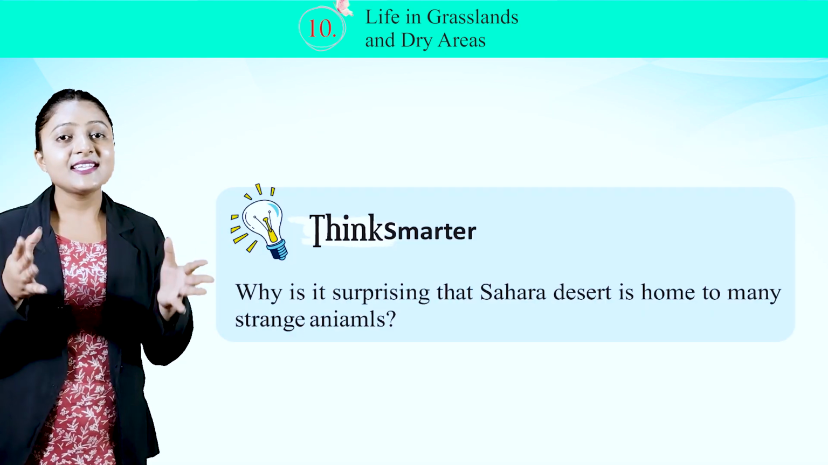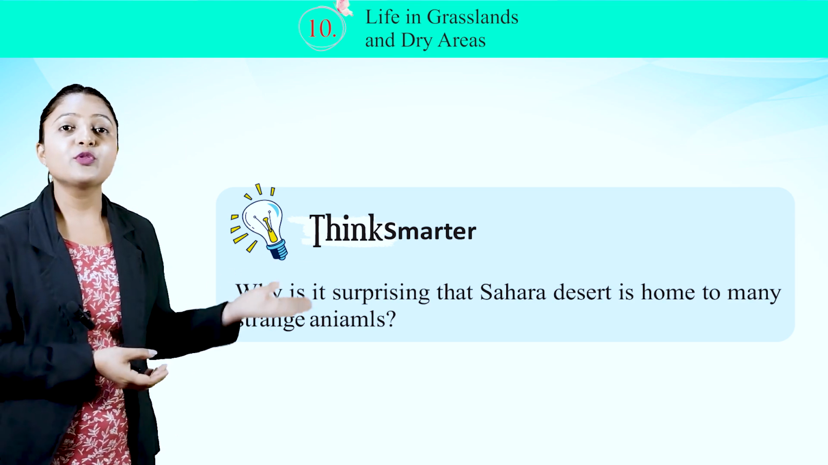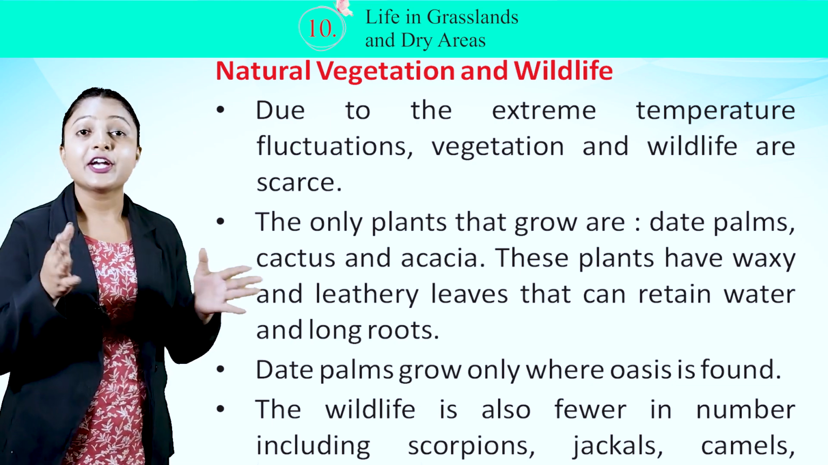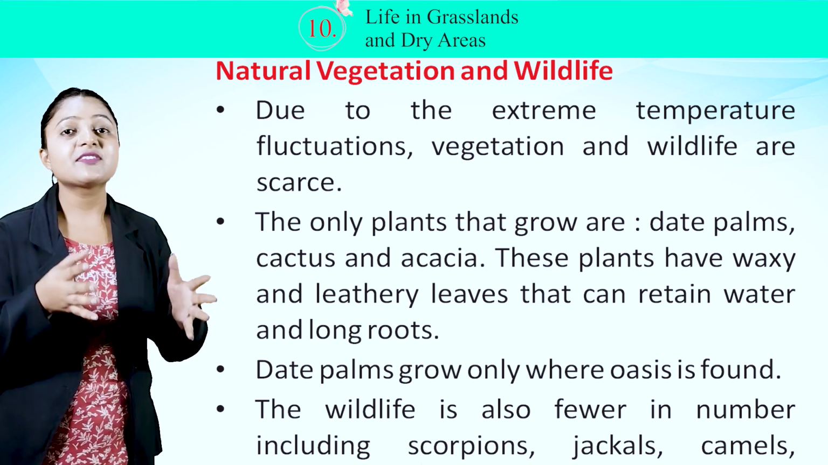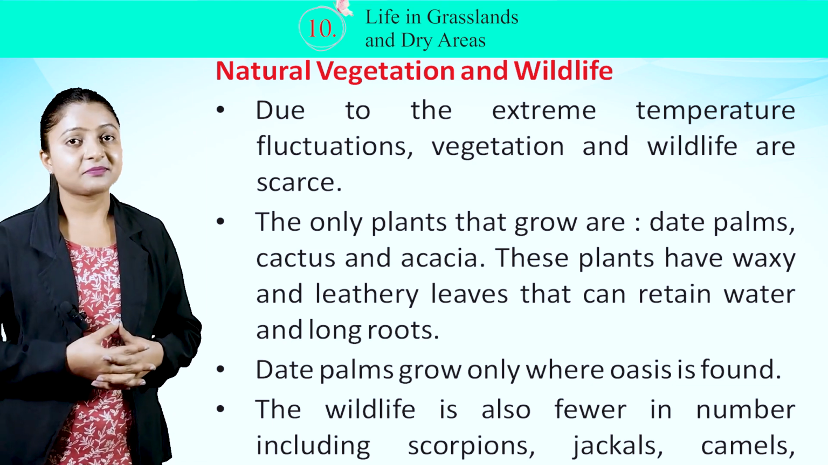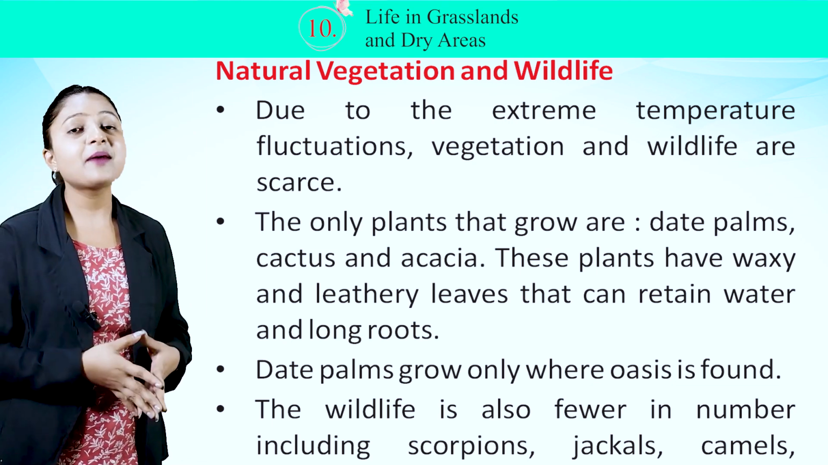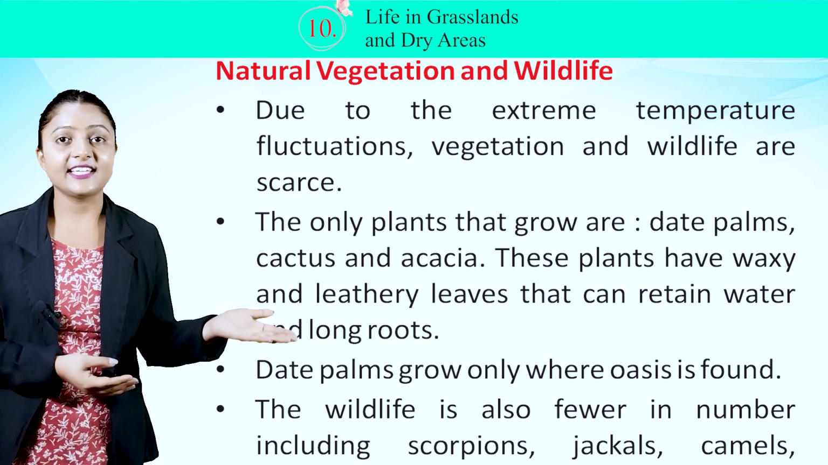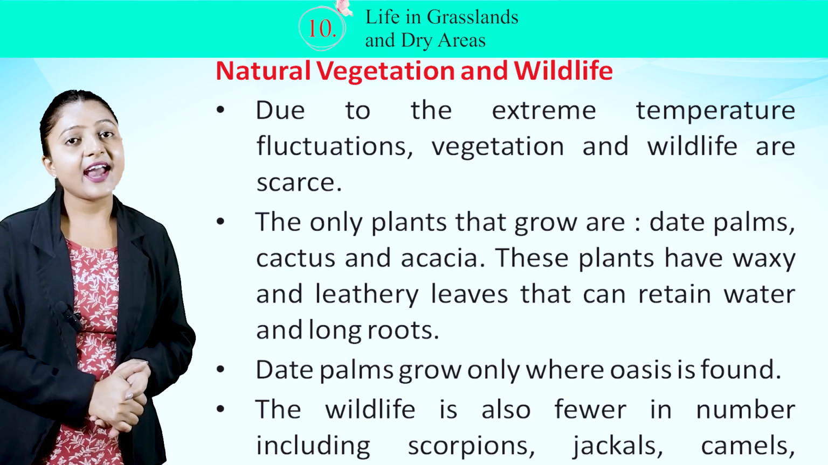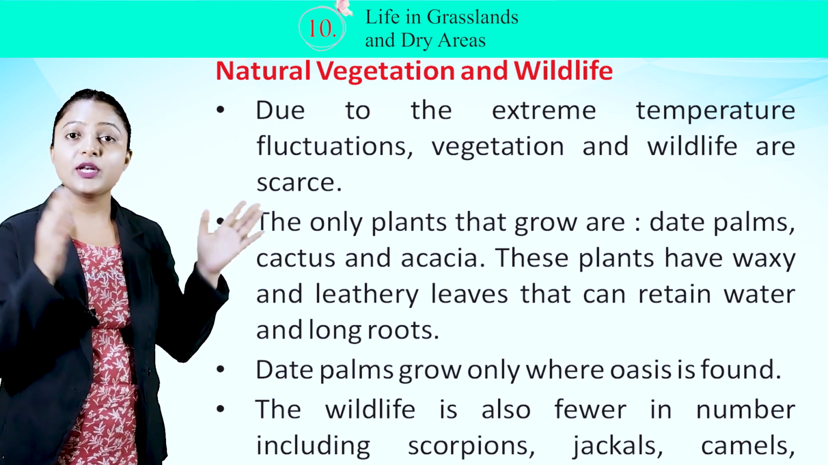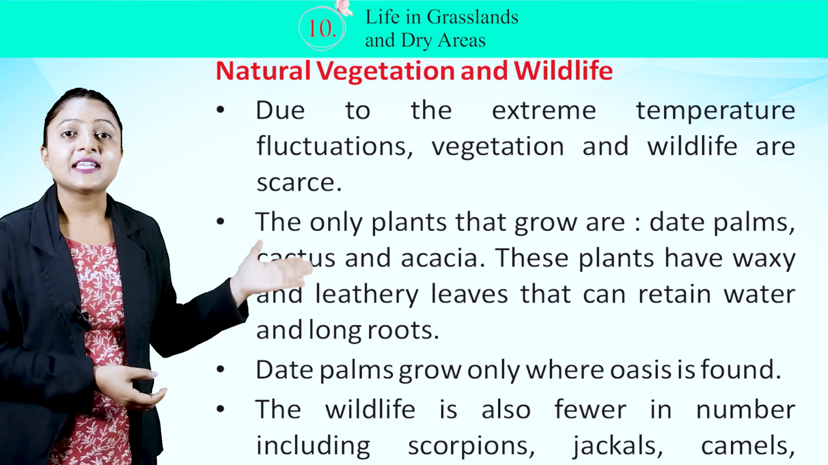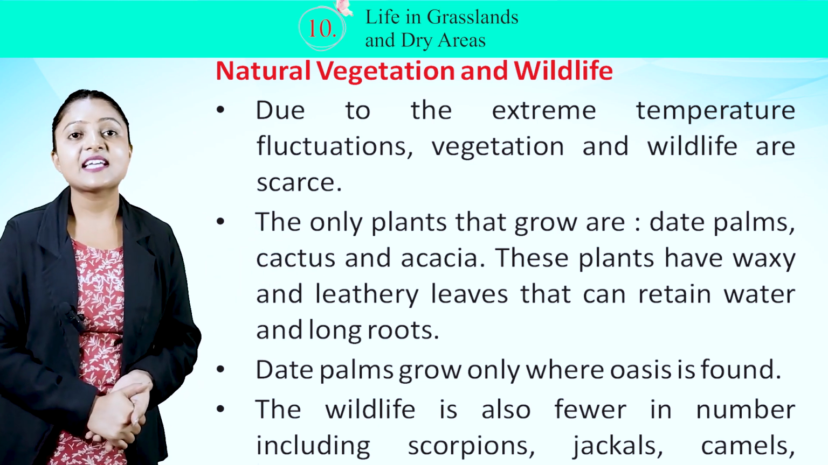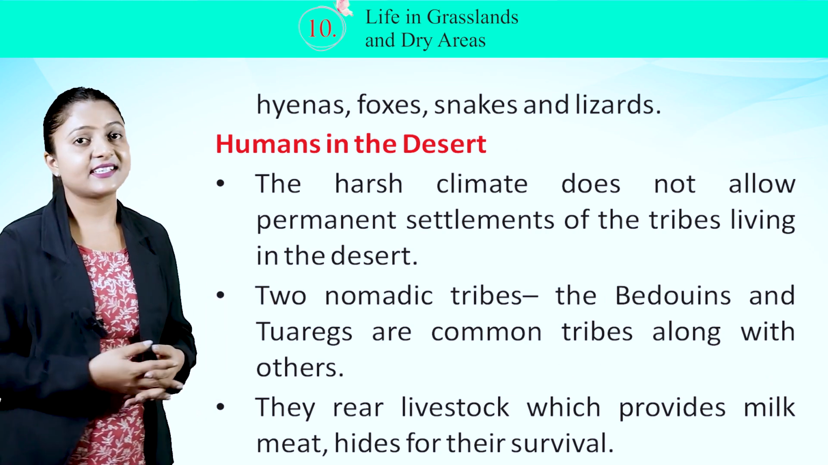Think smarter. Why is it surprising that Sahara Desert is home to many strange animals, natural vegetation, and wildlife? Due to the extreme temperature fluctuations, vegetation and wildlife are scarce. The only plants that grow are date palms, cactus, and acacia. These plants have waxy and leathery leaves that can retain water and long roots. Date palms grow only where oasis is found. The wildlife is also fewer in number, including scorpions, jackals, camels, hyenas, foxes, snakes, and lizards.